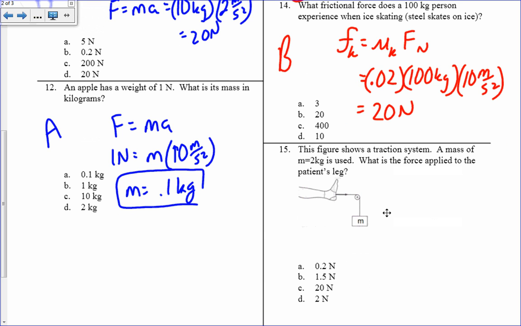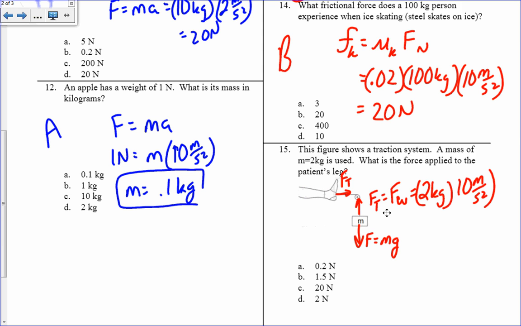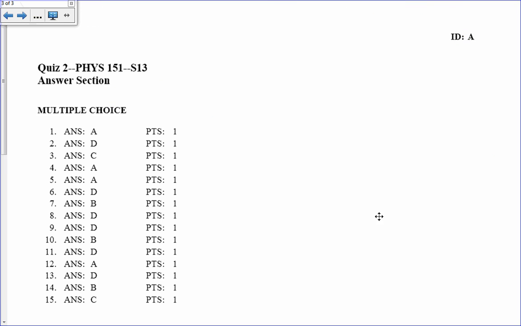This is a very simple traction system. A mass of 2 kilograms is used. What is the force applied to the patient's leg? All right, well, I have this force, which is equal to the weight. That force provides the tension, and that same tension is applied to the person's leg. So it's just equal to the mass times the gravity. So that's 2 kilograms times 10 meters per second squared, which is 20 newtons. All right, so that's C for number 15. There's the answers.